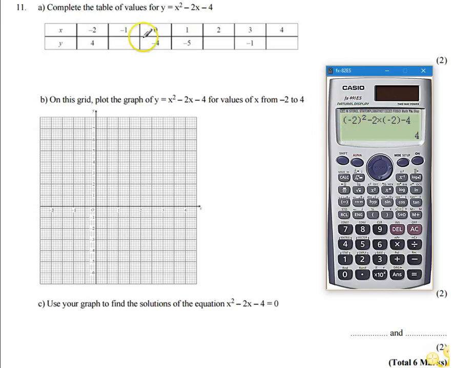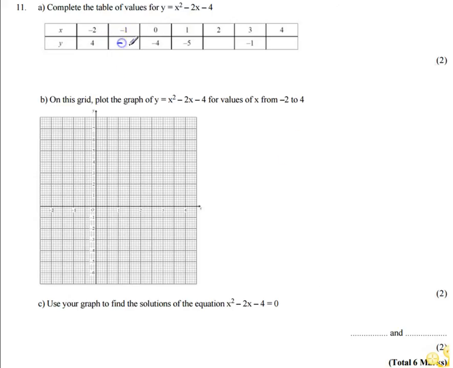I'm now going to do this again with a -1, so again in brackets, (-1) squared take away 2 times -1 take away 4, and that gives me -1. Okay, and then I've already got that value.